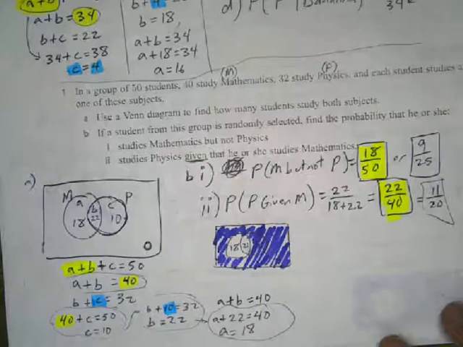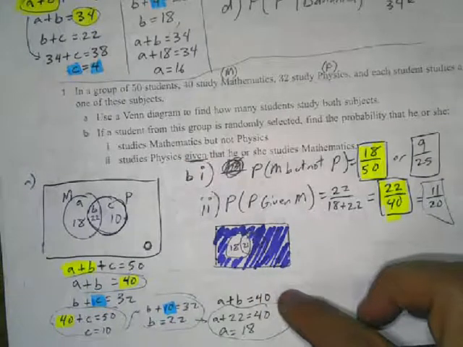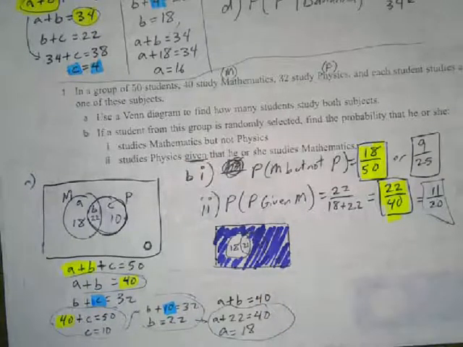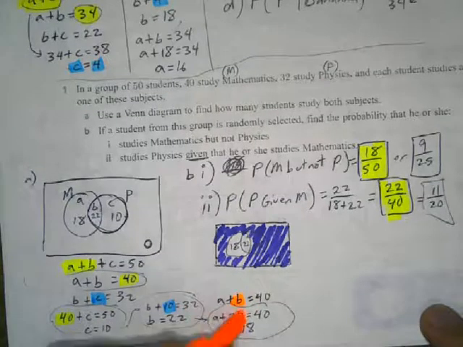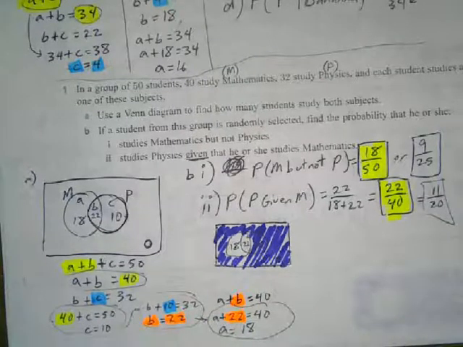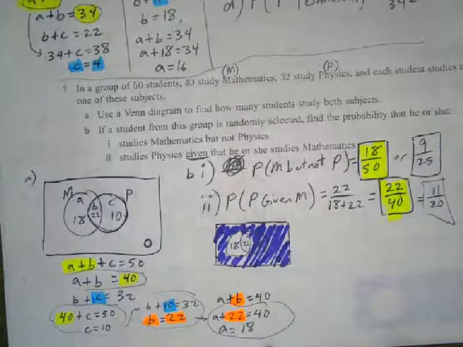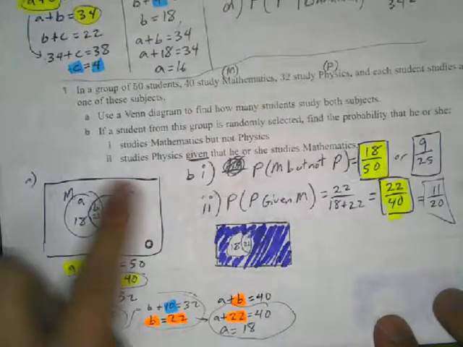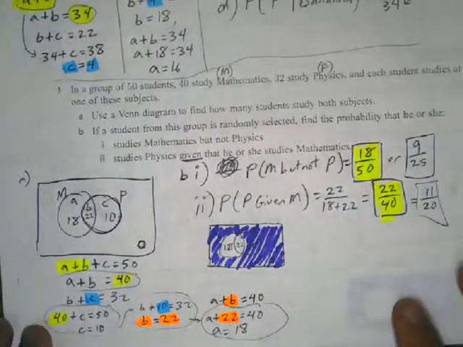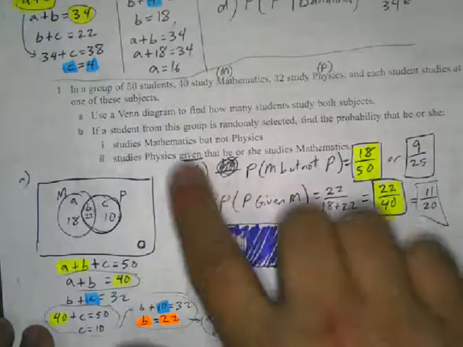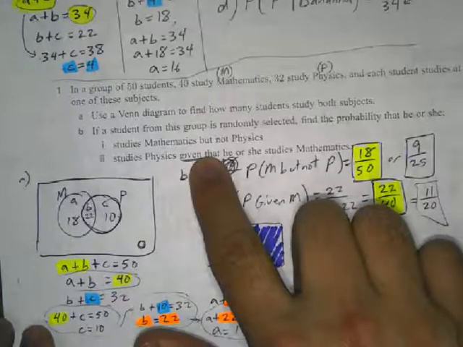And with this equation, A plus B equals 40, I'm going to replace B with 22. Okay, and now I can just get that A is 18. Okay, now that I've got my Venn diagram, I can start answering these questions. The probability that a student studies math but not physics.